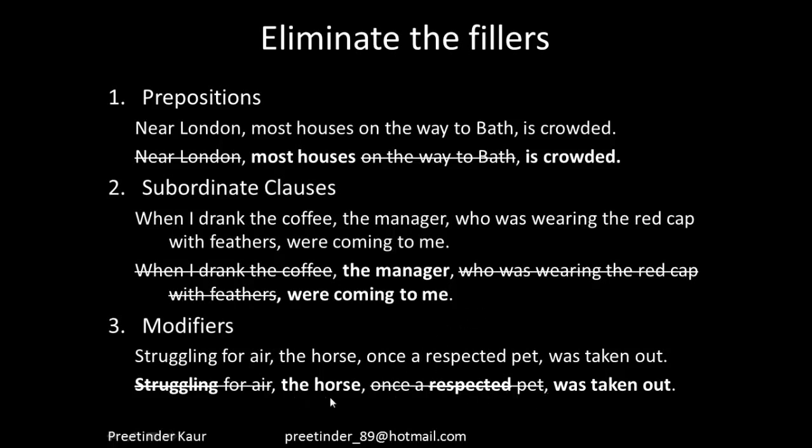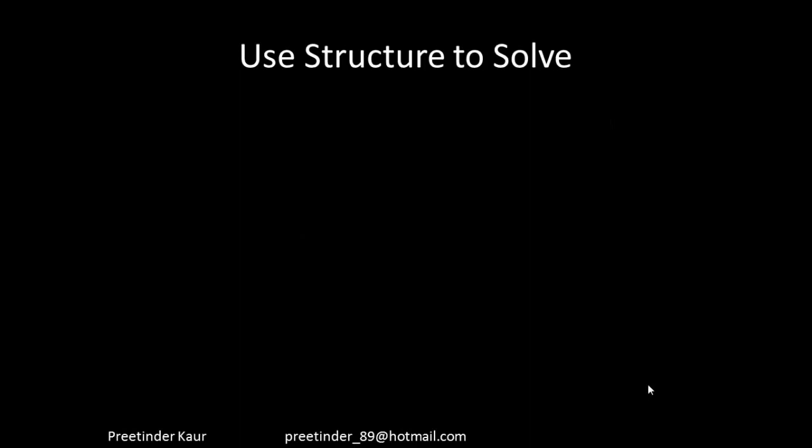The remaining sentence has the subject the horse and the verb is was taken out. So there is no problem in this. The horse was taken out. It's absolutely correct, right? So these are the modifier fillers that you can eliminate. So you generally get really long sentences in the GMAT, and you can eliminate all these extra fillers and find out the real subject and the real verb, and then find out whether they agree in number and make sense or not.